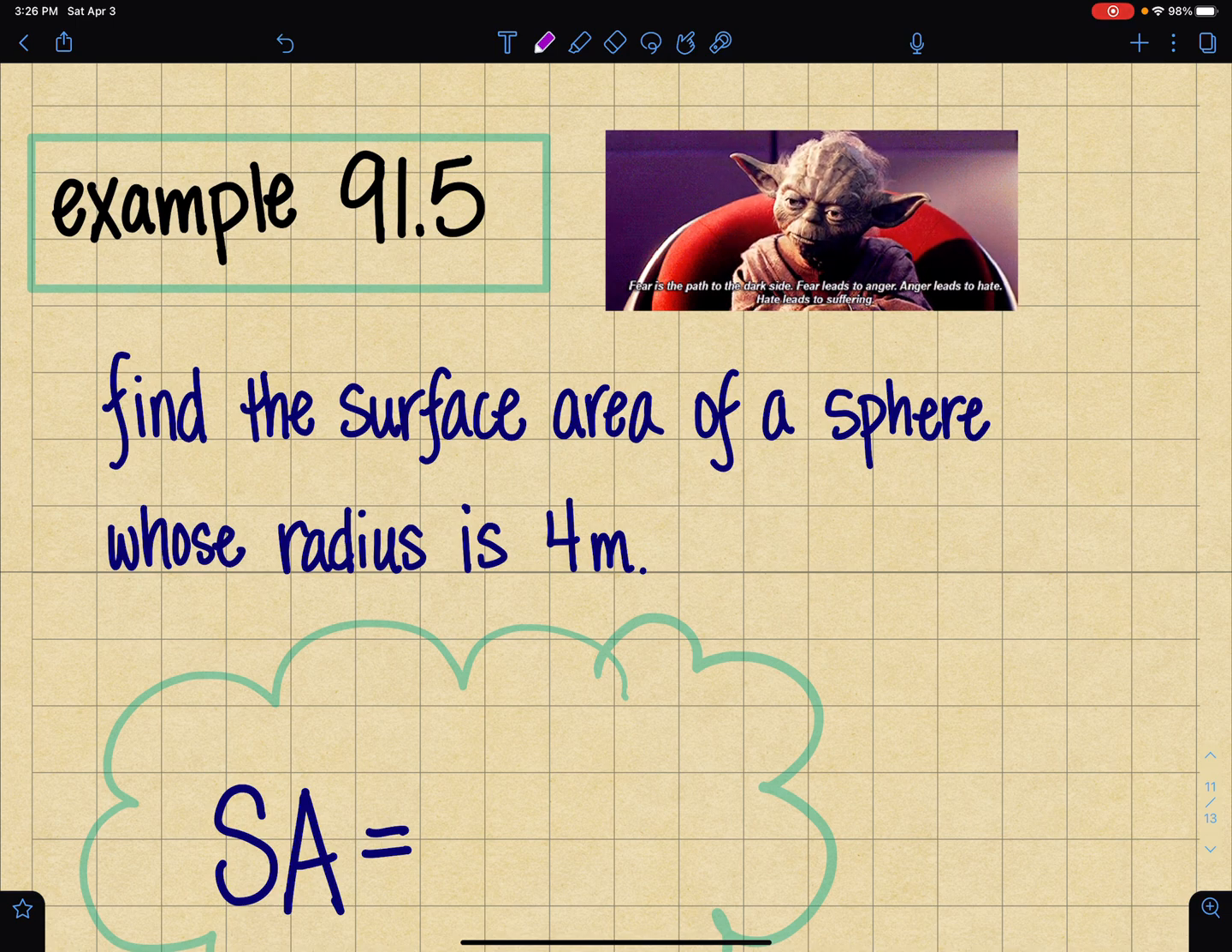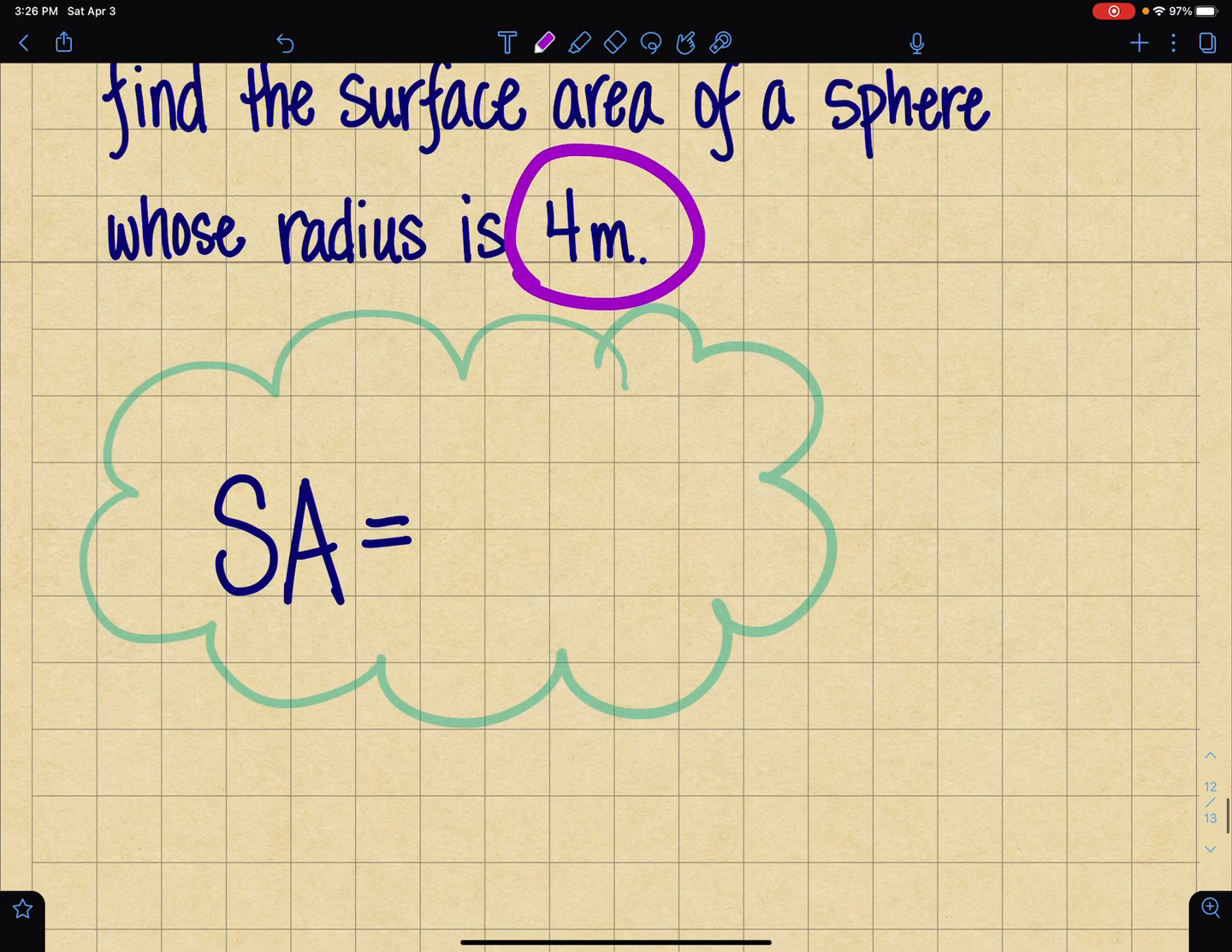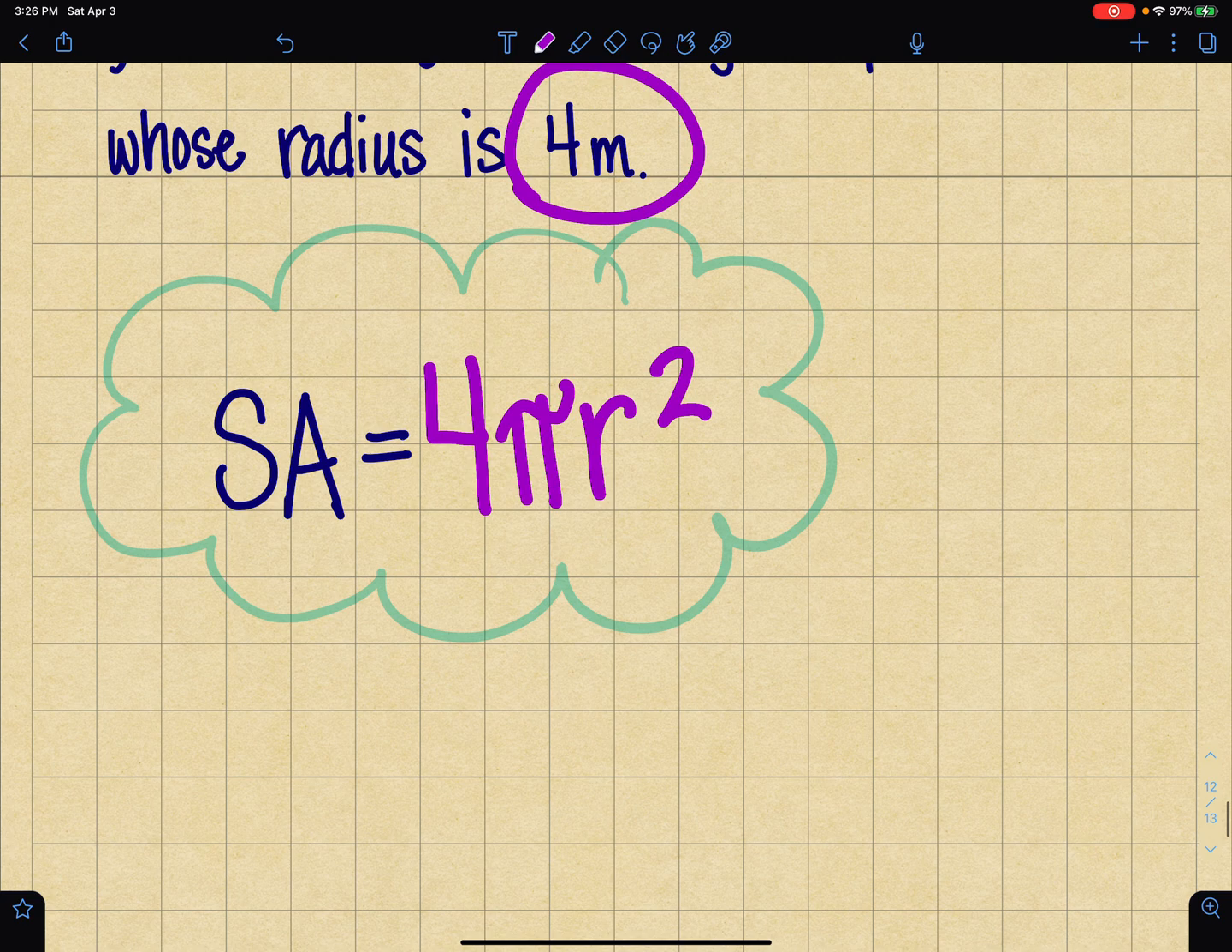So example 91.5, find the surface area of a sphere whose radius is 4 meters. Okay, easy peasy. If someone says surface area of a sphere, you pull out of the recesses of your brain the formula, 4 pi r squared, because you remembered the 4 circles, the 4 shadows. So find the surface area of a sphere whose radius is 4 meters.